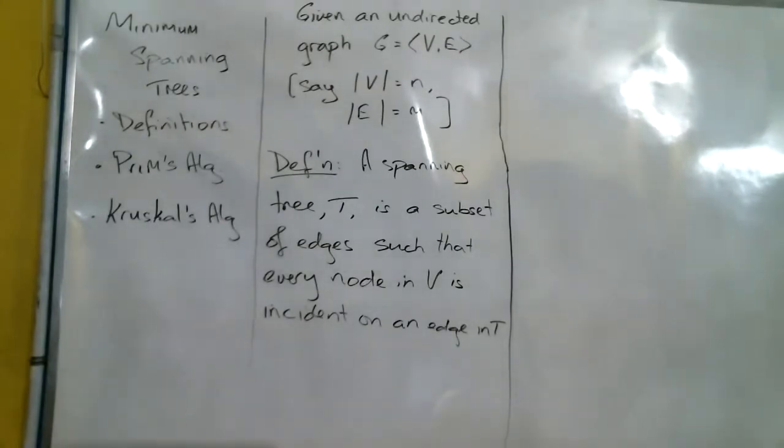So a node is incident on an edge if it touches that edge. That's what it means to be incident. Okay, so edges are pairs of nodes, yes? So a node is incident on an edge if it is one of those two endpoints. That's what it means to be incident.